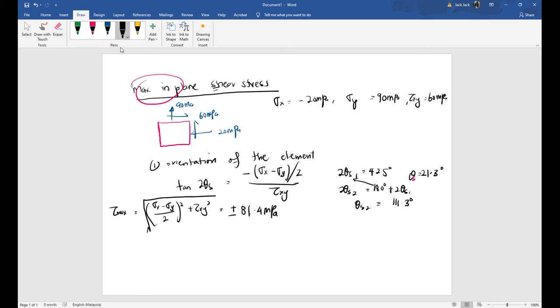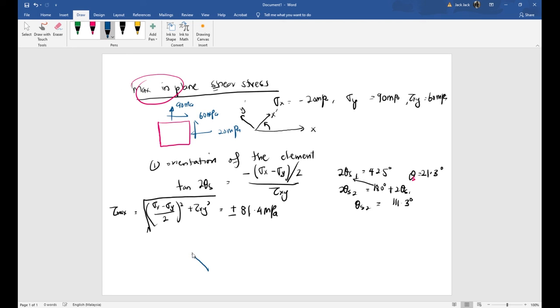So the next step, we just simply draw the orientation of the element. Again, let's say we refer to this angle, 21.3 degrees. Let's say this is your original position of your x-axis. 21.3 degrees is in positive sign, so that means the rotation will be like this. So this will be your new x-axis and y-axis.